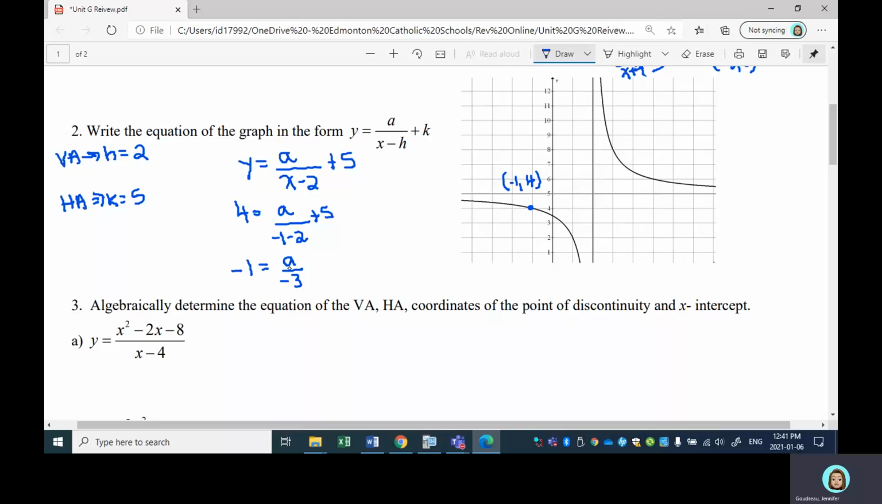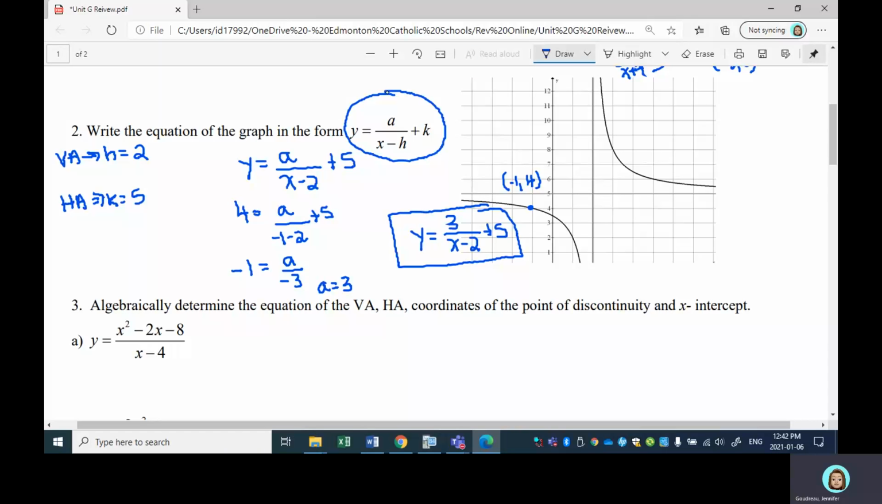Solving for a, I'm going to multiply both sides by negative 3, and we end up with a being positive 3. So there is a vertical stretch here, which we can see just by doing some simple algebra. In the end, I'm going to write the equation, and our equation then would be 3 over x minus 2 plus 5. And you could always put that into your graphing calculator and make sure you get the same picture as we do to the right here. Now, both 1 and 2 deal with rational functions in the transformation form, which is this form right here. So we would refer to this as the transformation form.